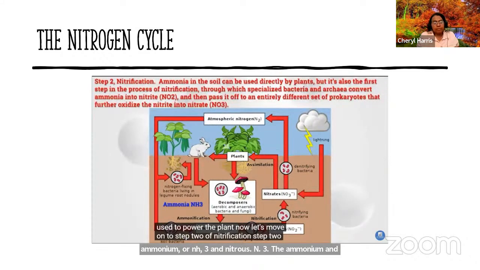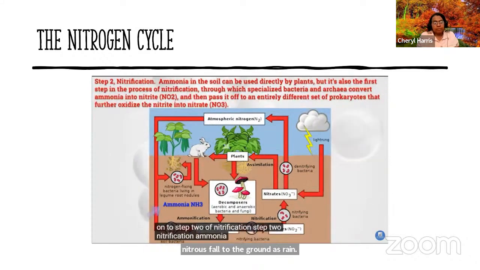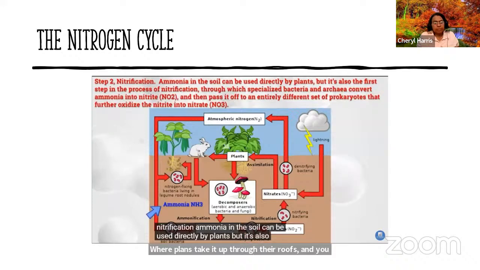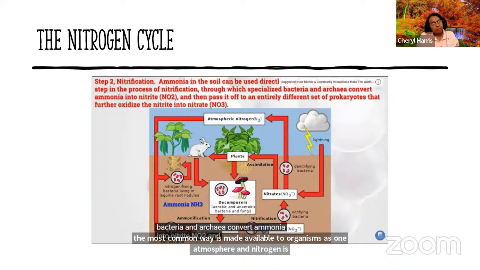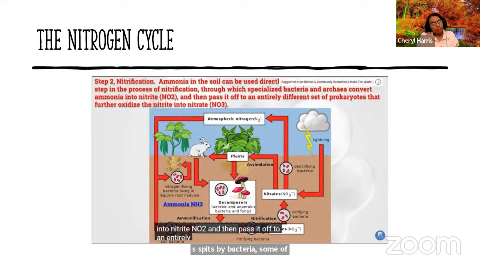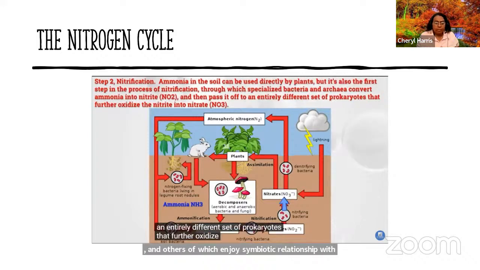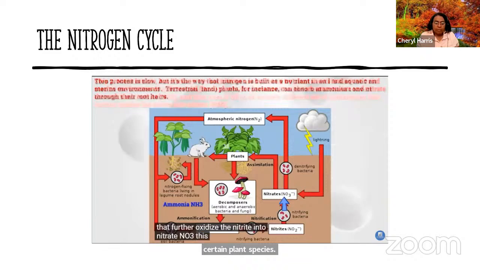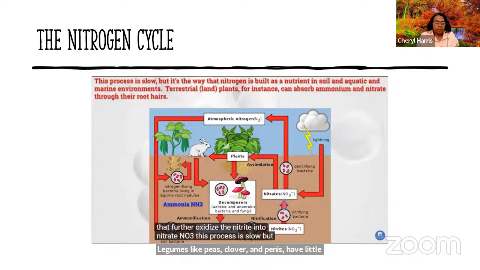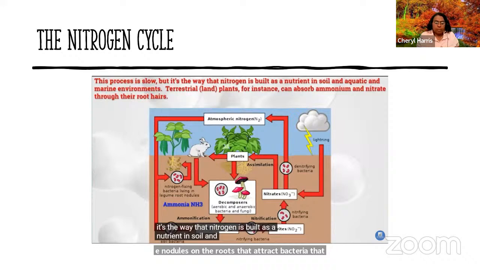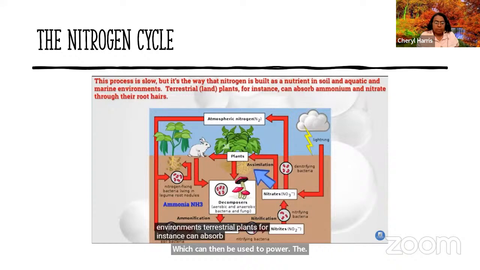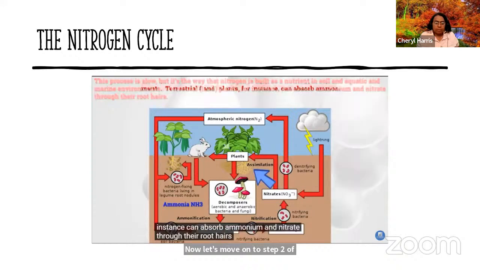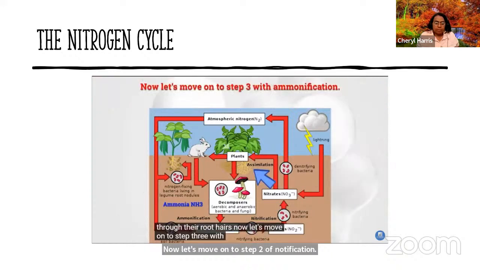Step 2, nitrification. Ammonia in the soil can be used directly by plants, but it is also the first step in the process of nitrification, through which specialized bacteria and archaea convert ammonia into nitrite, NO2, and then pass it off to an entirely different set of prokaryotes that further oxidize the nitrite into nitrate, NO3. This process is slow, but it's the way that nitrogen is built as a nutrient in soil and aquatic and marine environments. Terrestrial plants, for instance, can absorb ammonium and nitrate through their root hairs. Now let's move on to step 3 with ammonification.